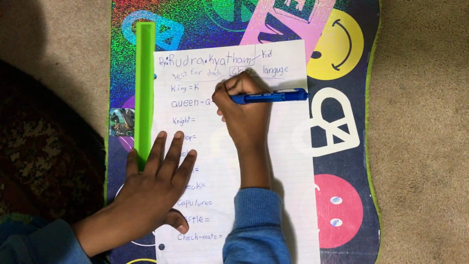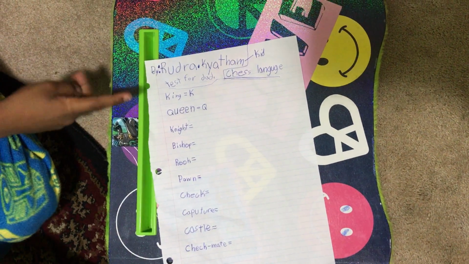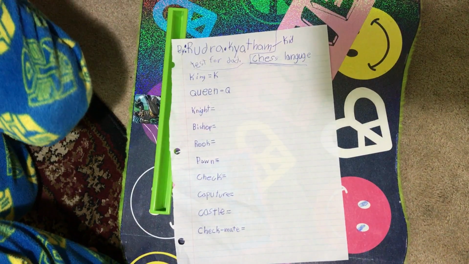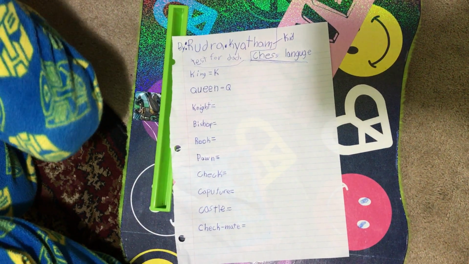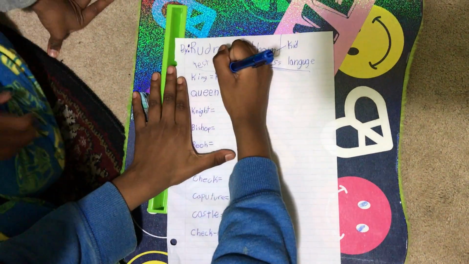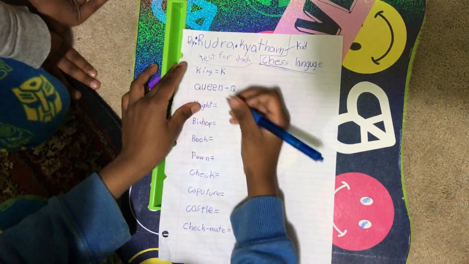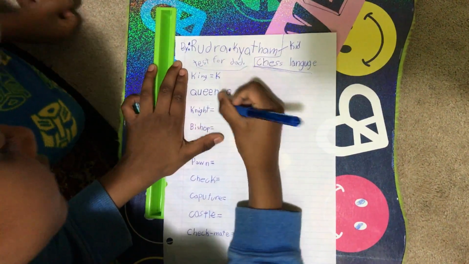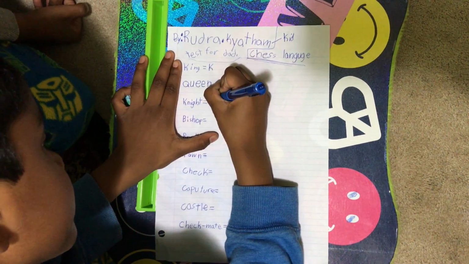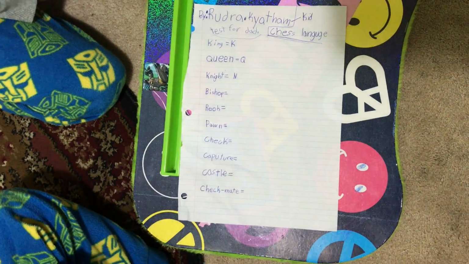Now be warned, knight is not K. King has taken K. What should be the letter? Knight sounds like N-I-G-H-T, knight. So it's the letter N, because K has been taken by the king. So it's correct. N. And then bishop is B.